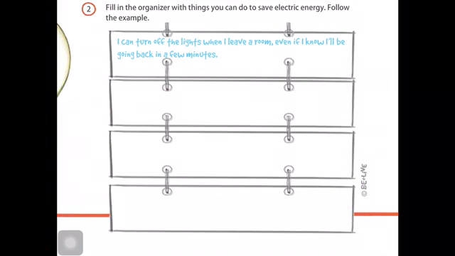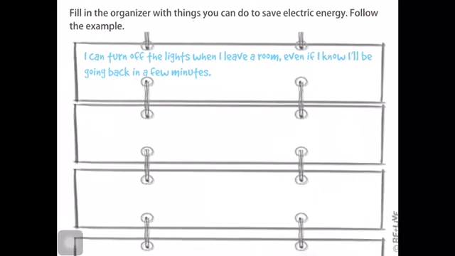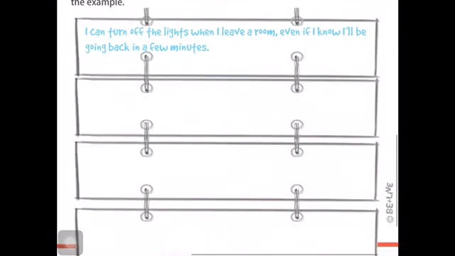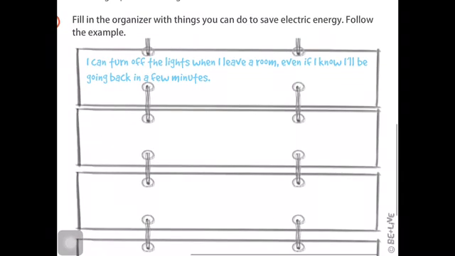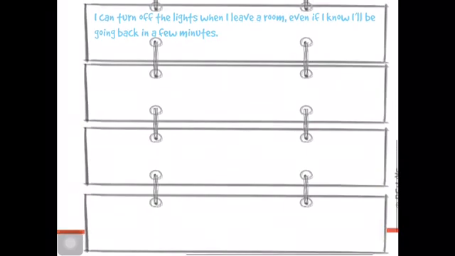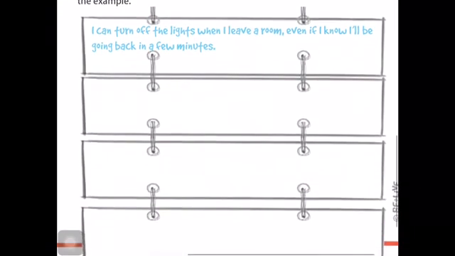Number 2, we have to develop this exercise. Fill in the organizer with things you can do to save electric energy. Follow the examples. What can you do to save electric energy? I can turn off the lights when I leave a room, even if I know I'll be going back in a few minutes. This is just one advice that we can follow to save some electric energy. But there are more advices that you can write here. You can write 3 more advices to save electric energy.